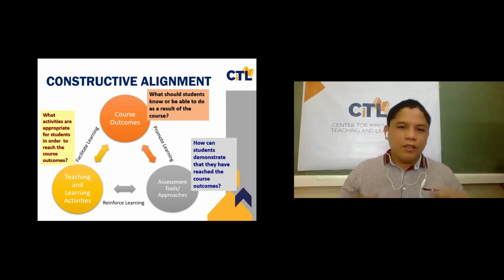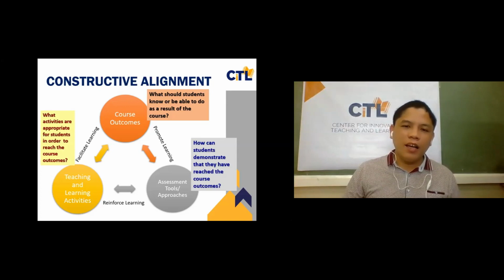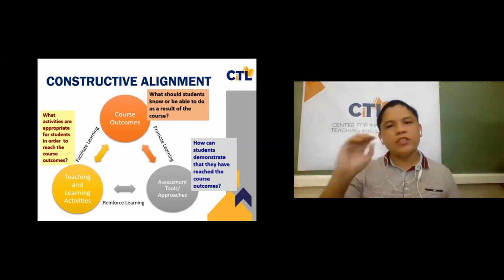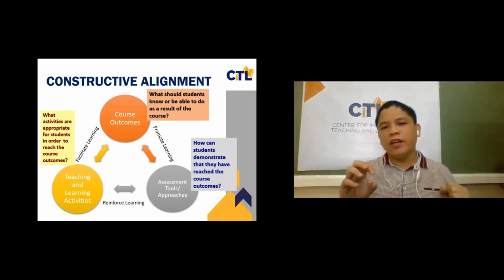Okay, so this tree is what we call a constructive alignment. There should be a constructive alignment between these three areas, and you can see this in our syllabus. And as faculty, we are the ones crafting this, from the course outcomes, the teaching and learning activities, to your assessment. So we are the ones, in terms of the new normal.